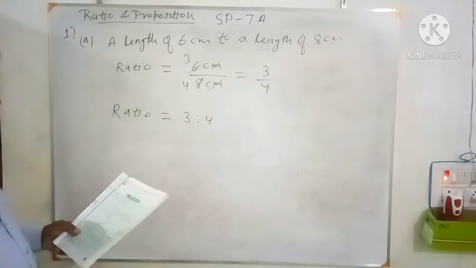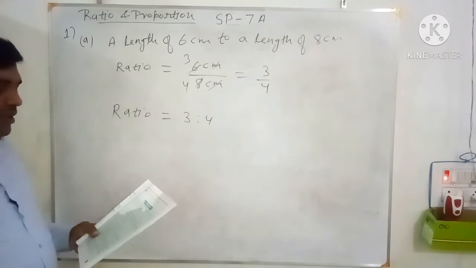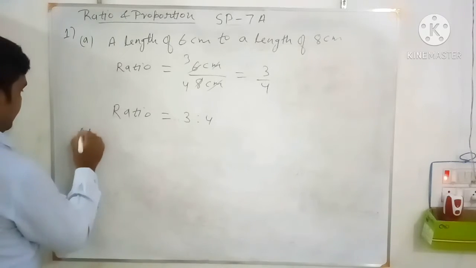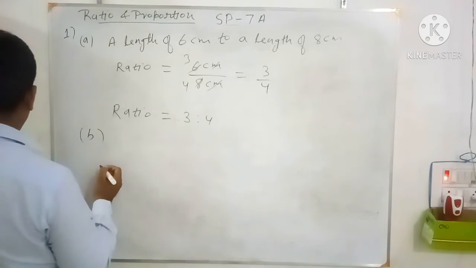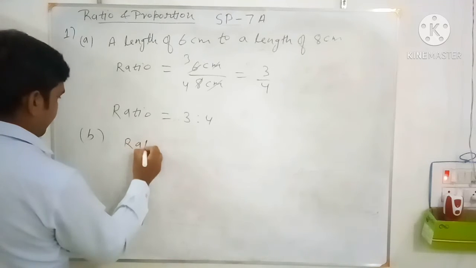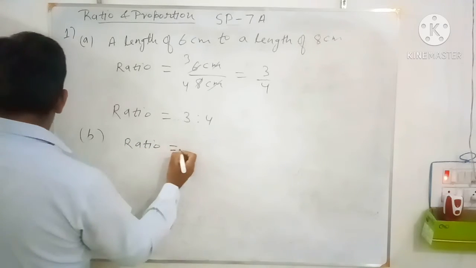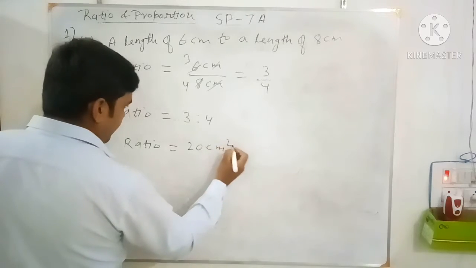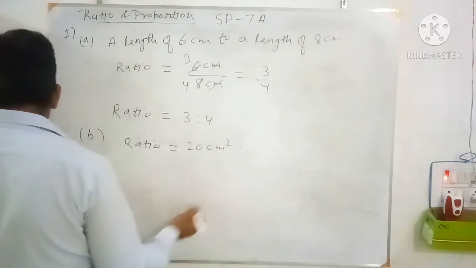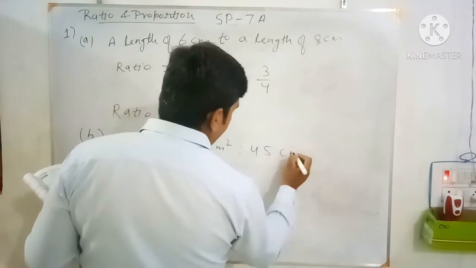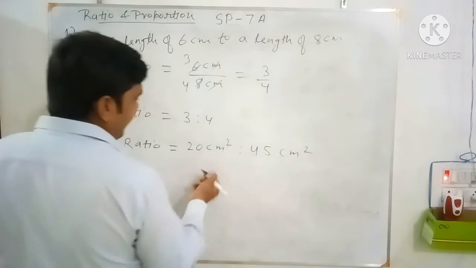Similarly, you can do B, an area of 20 cm square to an area of 45 cm square. So what is the value of B? Its ratio will be 20 cm square is to 45 cm square. Here also the unit is the same, so we can cancel the units.